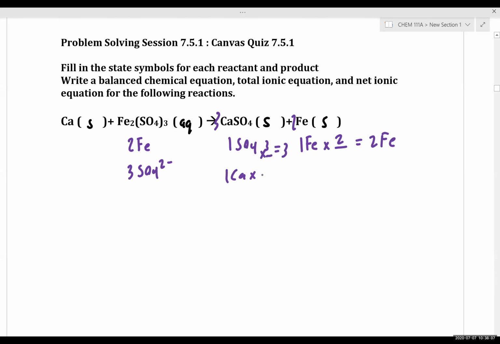Okay, unfortunately, we also ended up generating 3 calciums. So then 1 calcium times what would give us 3 calciums? 3. Okay, perfect. So now that we have this equation set up, I'd like you to take about 2 minutes in order to write out the total ionic and net ionic equation for the following reaction.